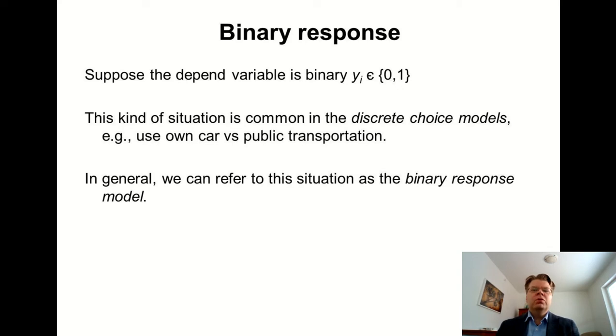For example, if you want to explain what kind of factors influence whether a person owns a car or rather uses public transportation, then in this kind of choice of transportation, the dependent variable could be coded as, for example, y equal to one when the person owns a car and zero if they do not own a car. Of course, this kind of situation occurs in many other contexts. So in general, we refer to these kinds of models as binary response models.